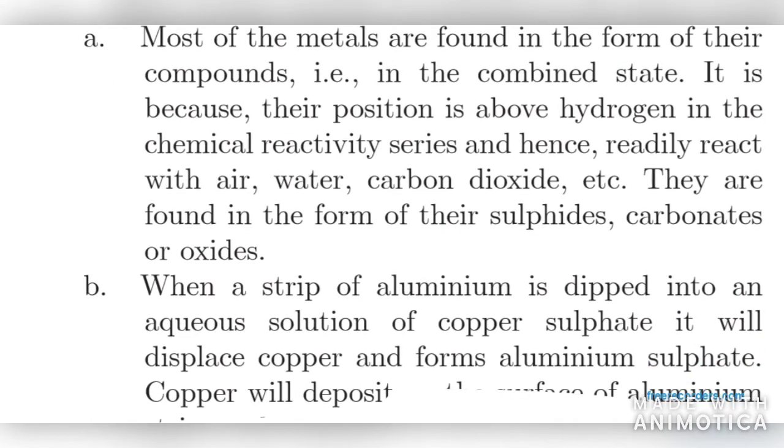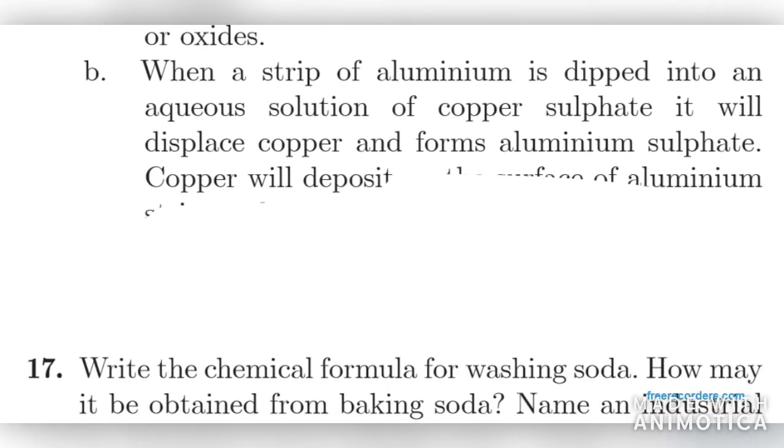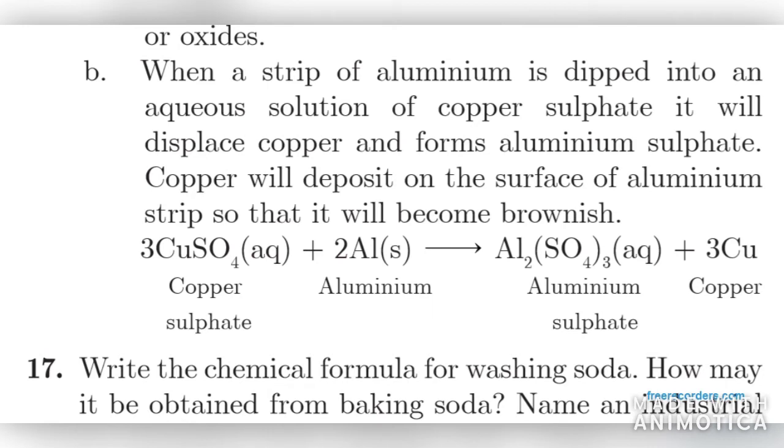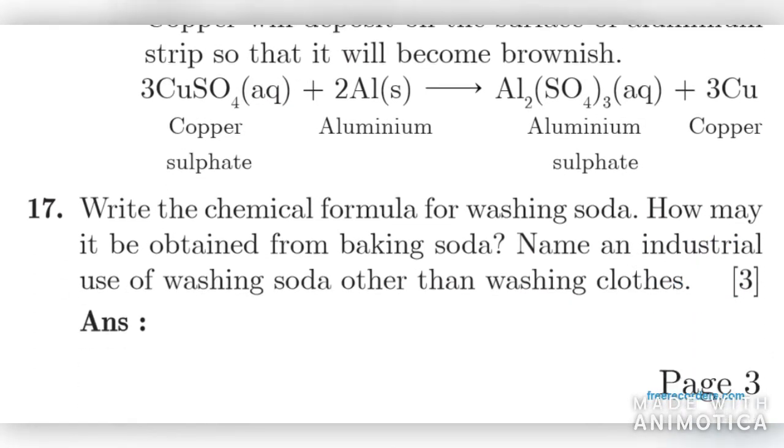You can read this once by stopping this video in between. So here we have the answer for this. It says when a strip of aluminium is dipped into an aqueous solution of copper sulfate, it will displace copper and form aluminium sulfate. So this is a type of displacement reaction where aluminium is displacing copper and forming aluminium sulfate and copper.